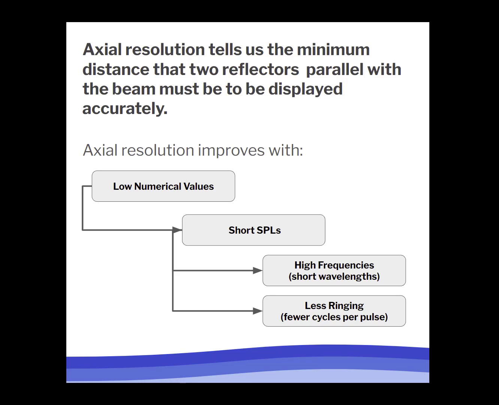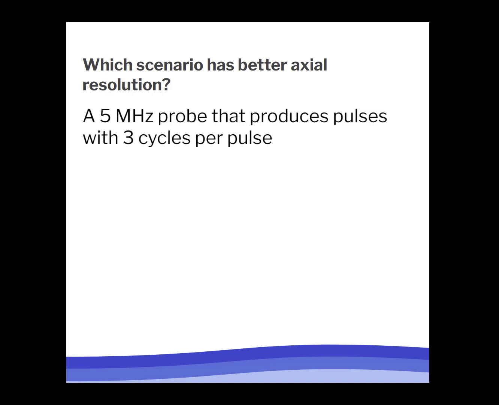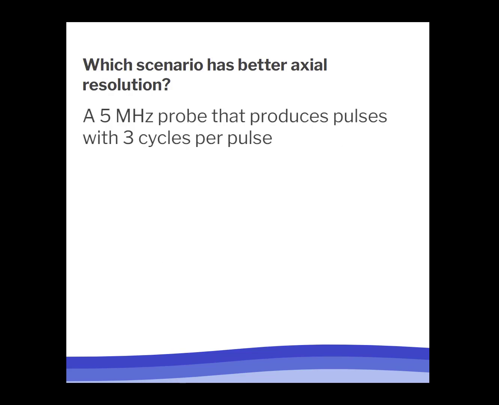So let's go over a few scenarios in which we're comparing situations and we're going to decide which one has the better axial resolution. So a 5 megahertz probe that produces pulses with 3 cycles per pulse, or a 5 megahertz probe that produces pulses with 4 cycles per pulse. Remember, higher frequencies, fewer cycles equals better axial resolution. So in this case, we're going to choose the one with the fewer cycles per pulse because the frequencies are the same.